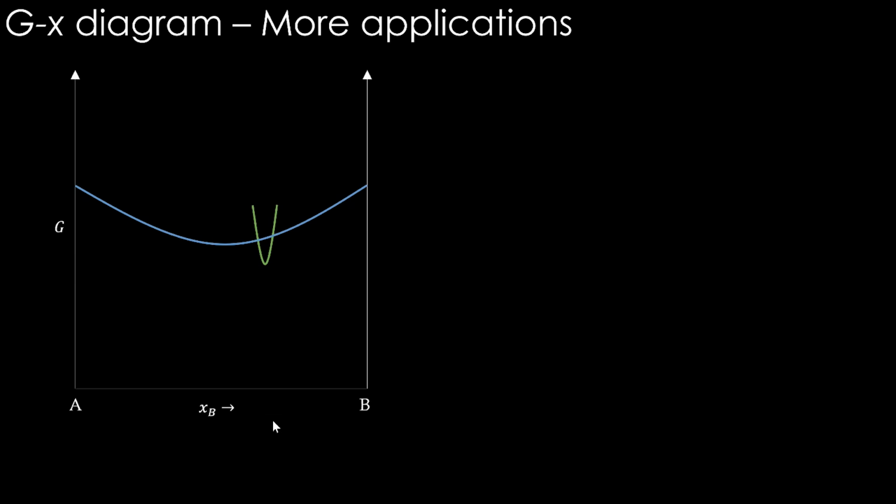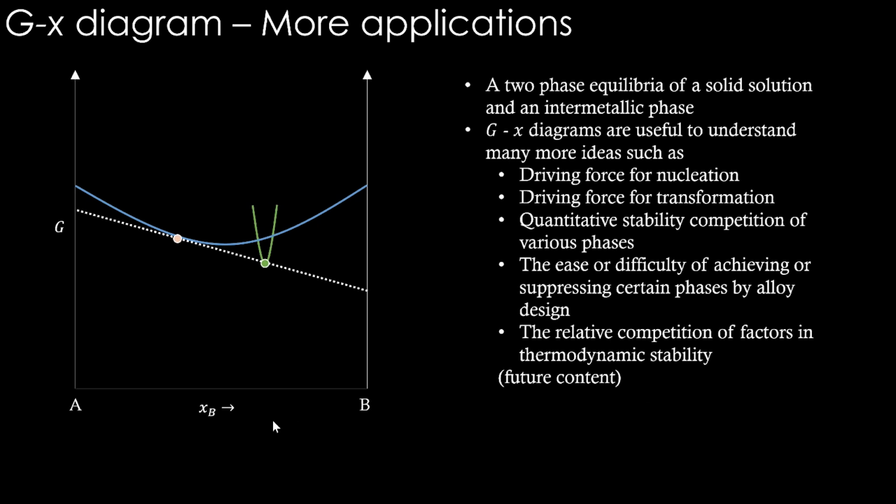Right, so G versus X diagrams can be used for more applications. For example, in this case, there is one solid solution and one intermetallic in equilibrium. A two-phase equilibrium of solid solution and an intermetallic phase can look like this. With this kind of construction, we will understand many ideas. Okay, so G versus X diagrams are useful to understand many more ideas such as driving force for nucleation, driving force for transformation, and quantitative stability competition of various phases, the ease or difficulty of achieving or suppressing certain phases by alloy design, the relative competition of factors in thermodynamic stability. All those things we will see as we go along. In the next class, we will focus on some of them.